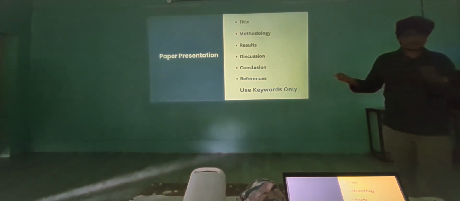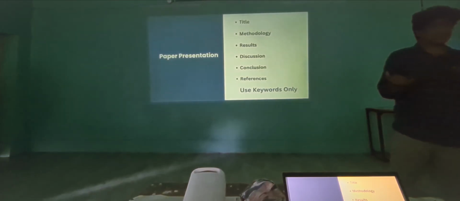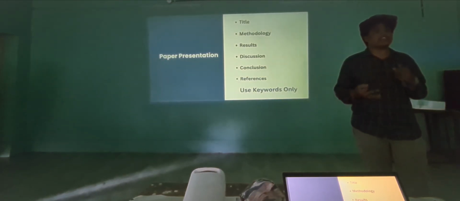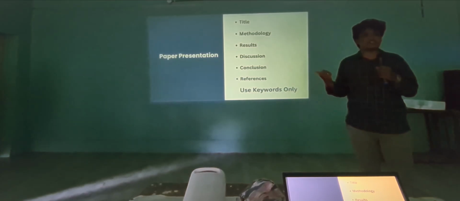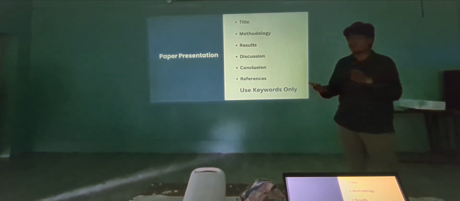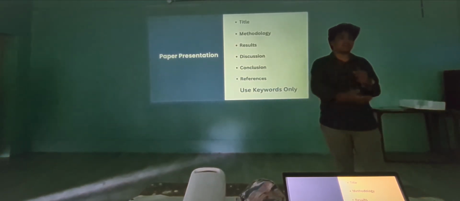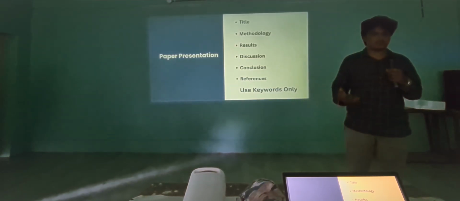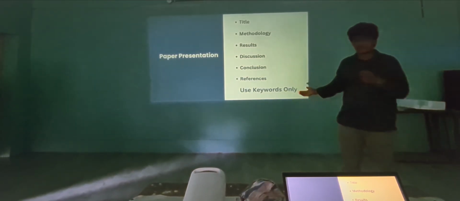Looking at the paper presentation now, we'll of course have the title, which again should be creative, should attract people, and should express what you're intending to tell. And then the methodology, the methods you used to do your study, and the results you arrived at in your study, and the discussion, again comparing your results with other results, and your inferences from the results you have acquired from your study. And then the conclusion and references.